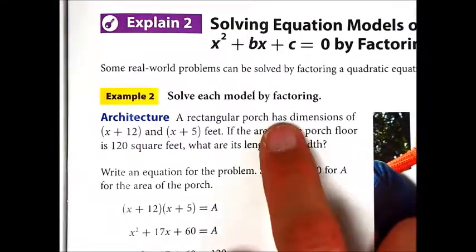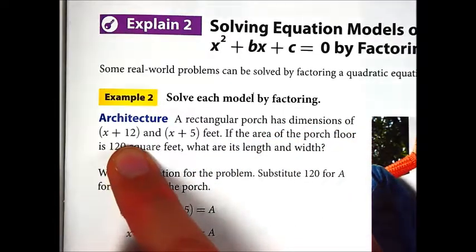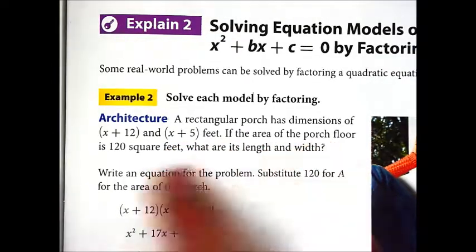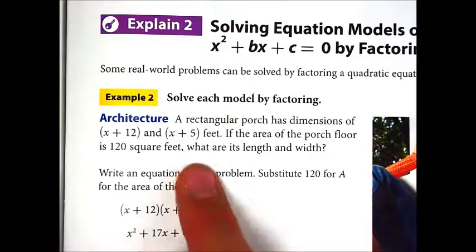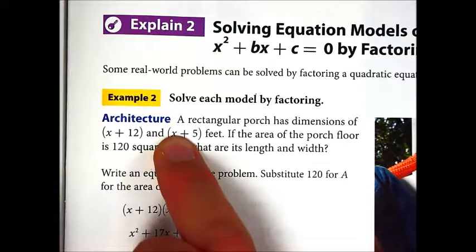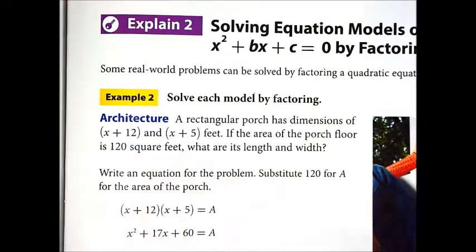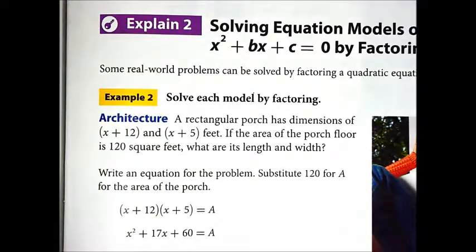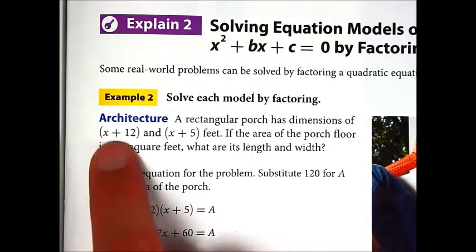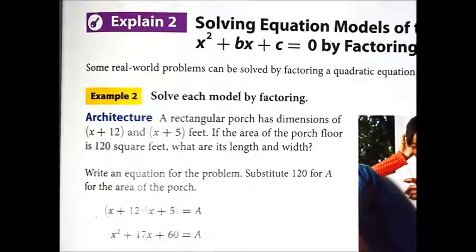Okay, it says, let's say we have a rectangular porch that has dimensions of x plus 12 and x plus 5 feet. If the area of the porch floor is 120 square feet, what are its length and width? Okay, so see how these are the length and width? X plus 12 and x plus 5. That is the length times width. Okay, but those aren't just solid measurements that I can be like, oh, I get how long that porch is. So if I know that area of a porch is length times width, here's my length times my width. It has to equal 120 square feet.